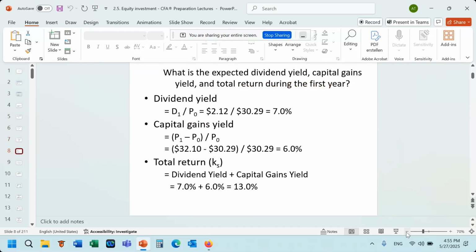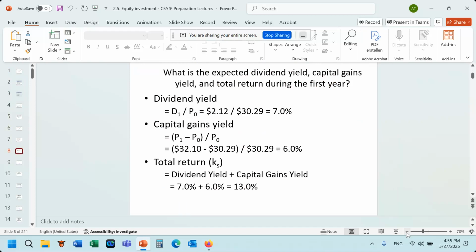We could also calculate dividend yield. This would be the dividends that we are paid next period, D1, $2.12, divided by how much we invest if we purchase this share at the price P0, which is $30.29. And that gives us 0.07 or 7% dividend yield.